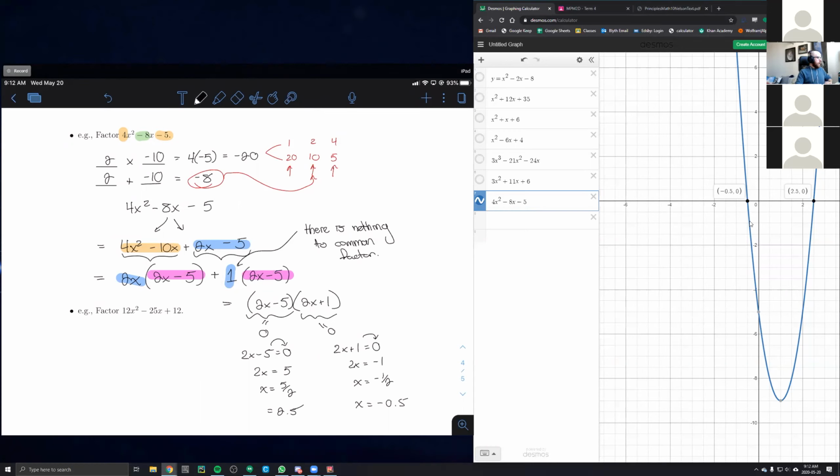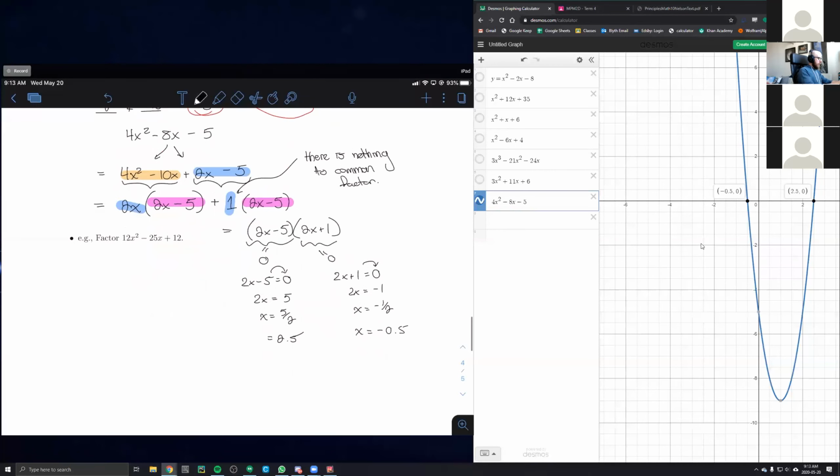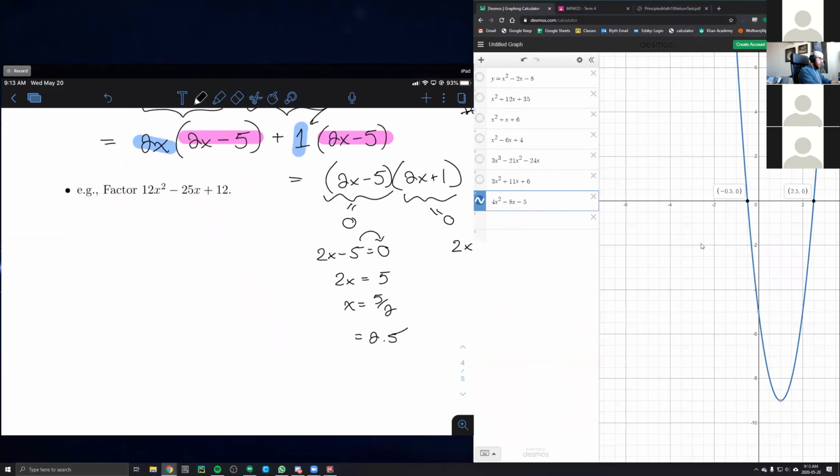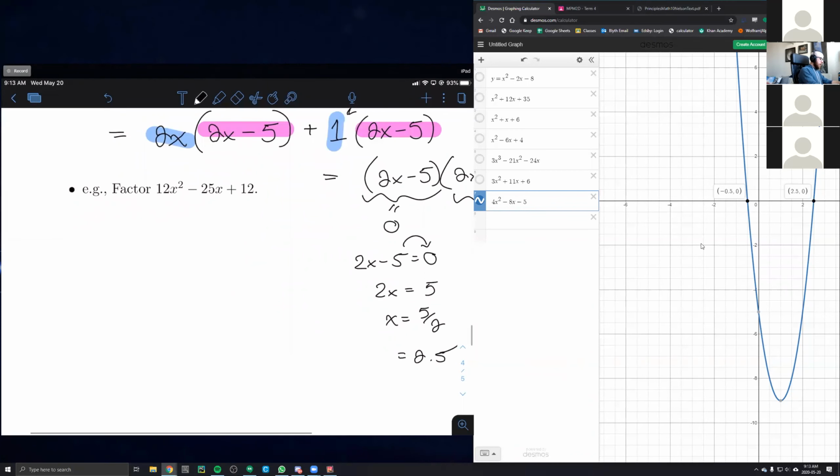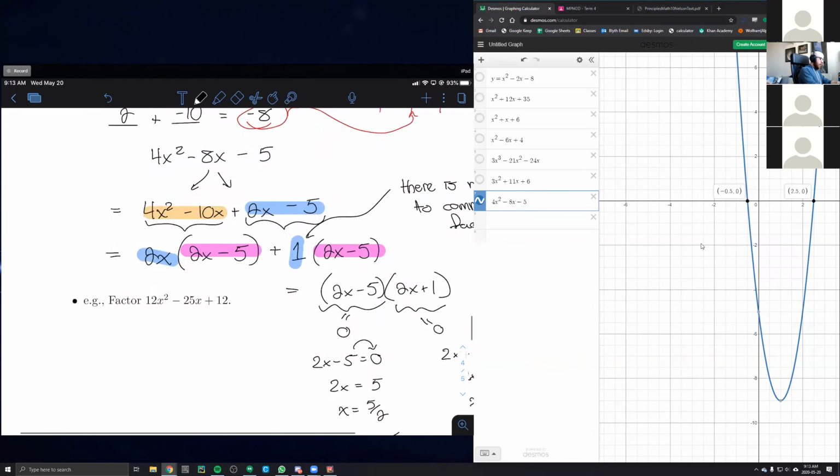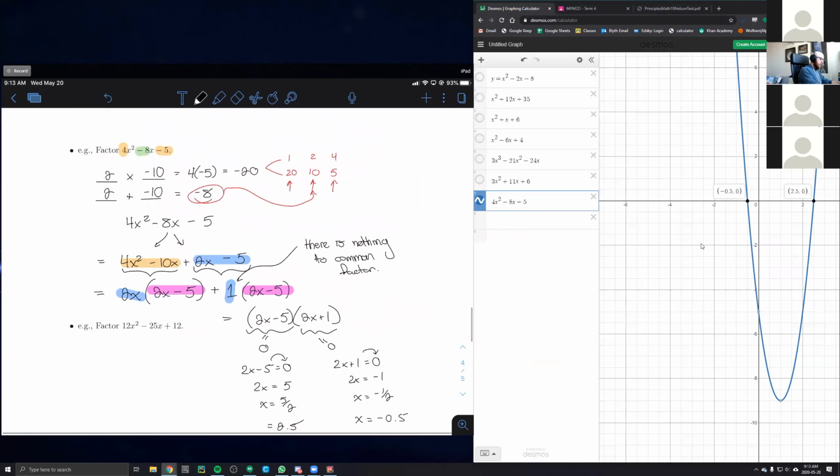Okay, let's try a couple more here, and then I'll point out some little tricks for factoring that will definitely help you out quite a bit. So yeah, let's try this one here. So factor 12x squared minus 25x plus 12.